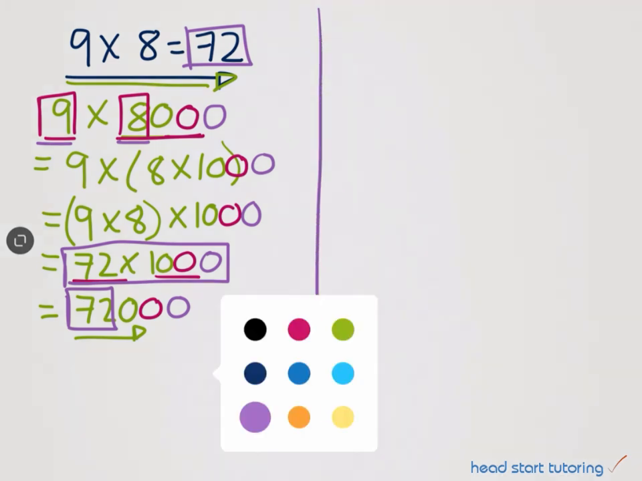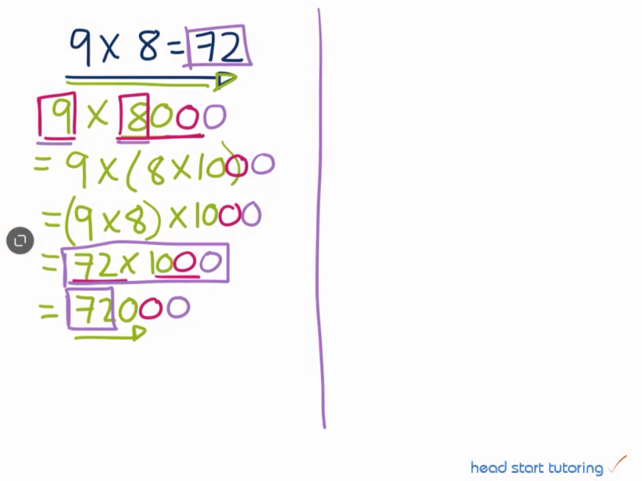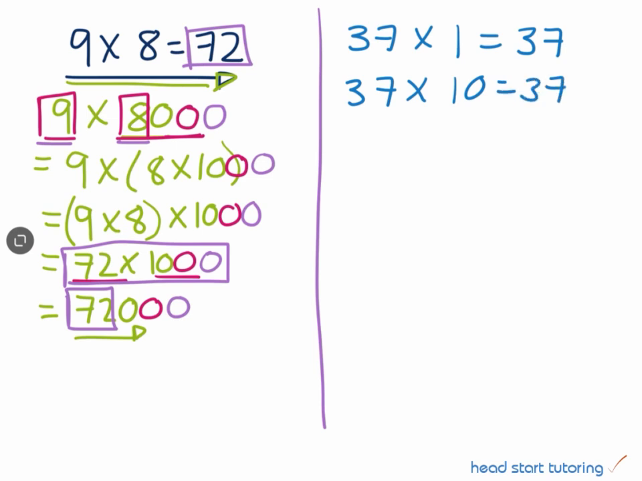Now, let's look at a different example. When we are working with a very simple product of 37 and 1, we know that that gives us an answer of 37. When we are working out 37 times 10, we just get 370, I beg your pardon. When we are working out 370 times 1, we also get an answer of 370.